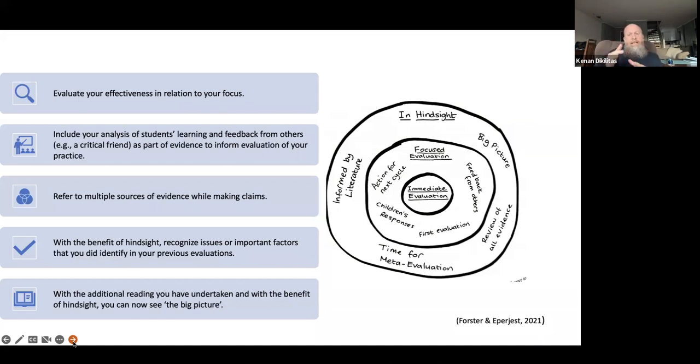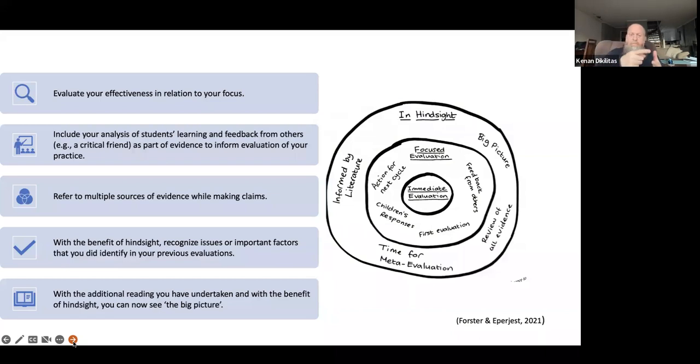So this slide is more about your focus. Identify your focus and then evaluate the findings according to your focus. This was the thing that I wanted to find, and here is what I found. So what is your focus? How are you addressing that focus, okay? And as I said, it says include your analysis of students' learning and feedback from others. As I said, this is not enough.